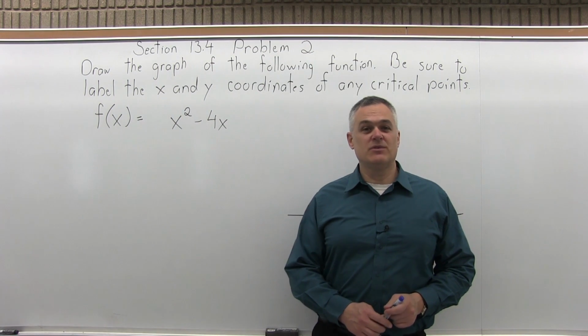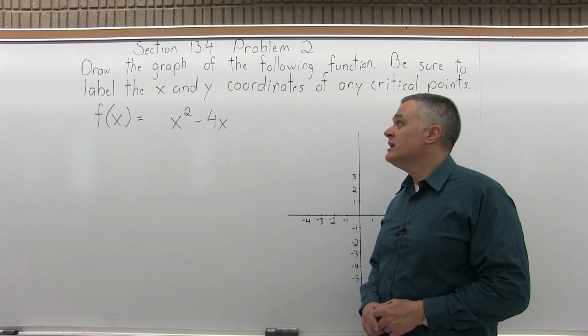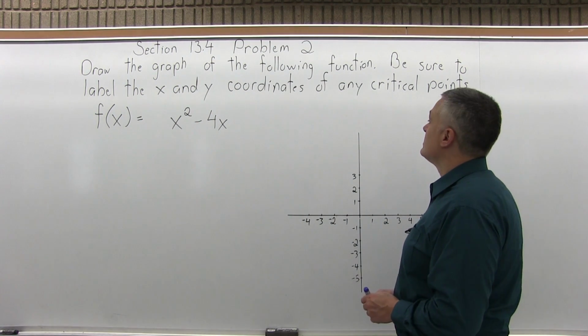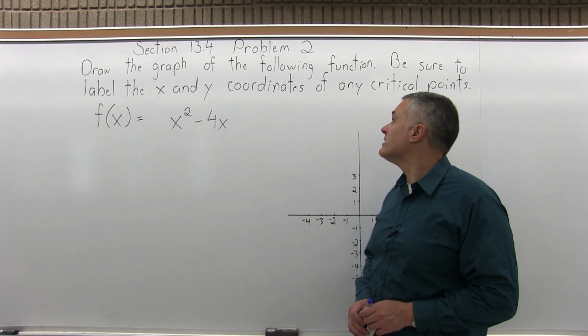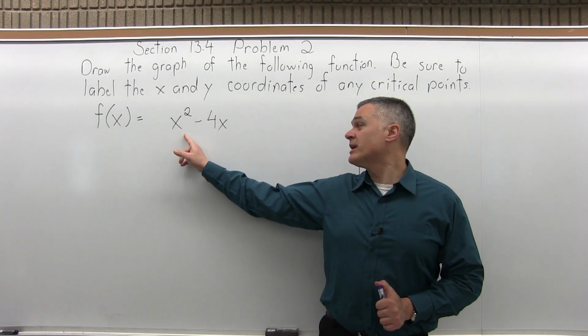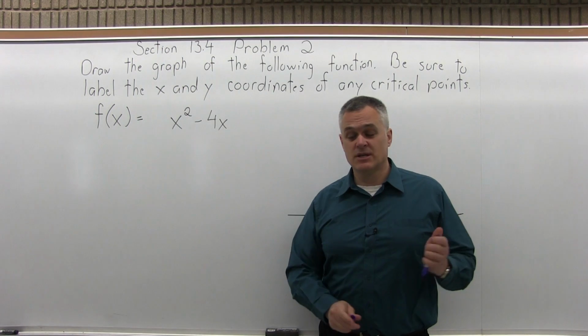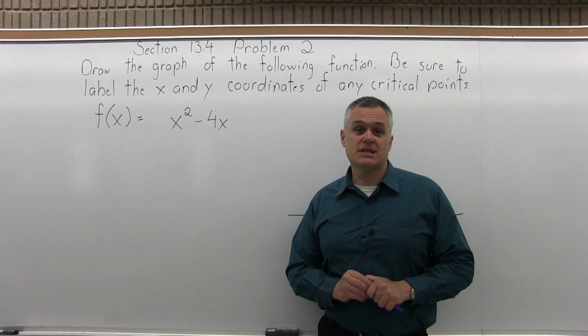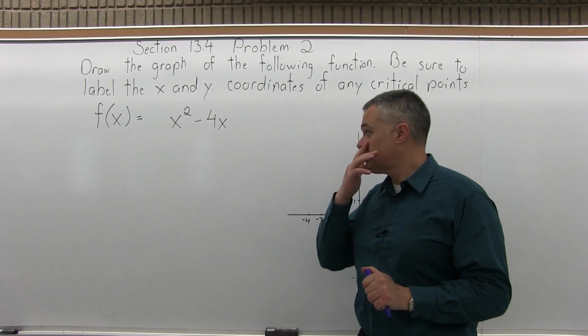This is Section 13.4, Problem number 2. It says, draw a graph of the following function and be sure to label the x and y coordinates of any critical points. And the function is f of x equals x squared minus 4x. So to get a graph, this is a 7-step process, and each of the 7 steps are easy enough.